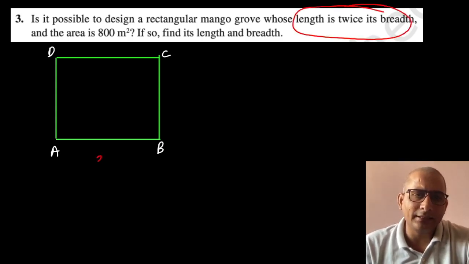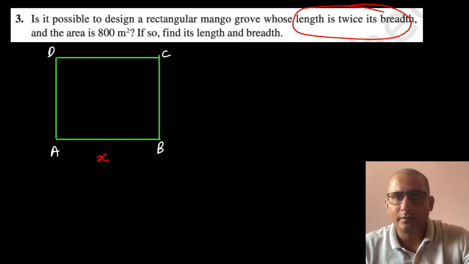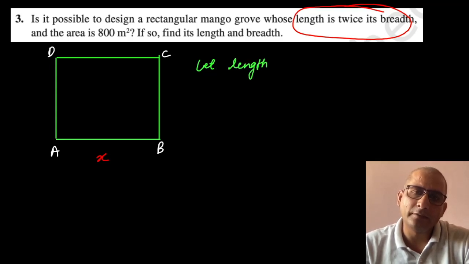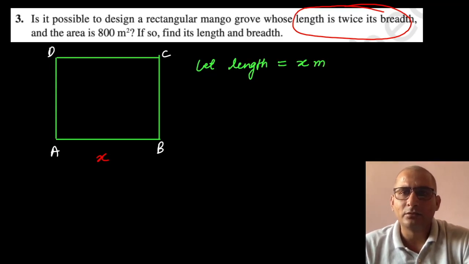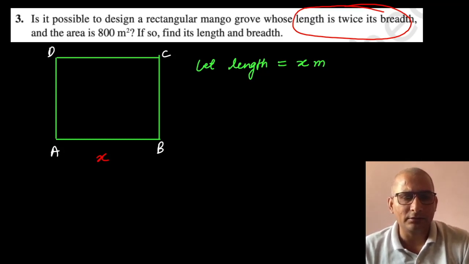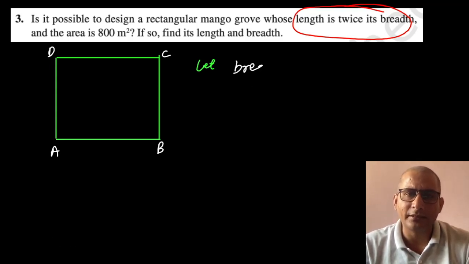So suppose the length is x. So what is the breadth in this case? According to this given statement, if length is x meter, then breadth is x by 2, since length is twice its breadth. But I supposed it in reverse. Let us suppose the breadth instead, x by 2 is right, so then it is easy to understand.